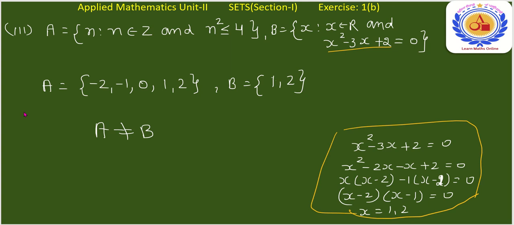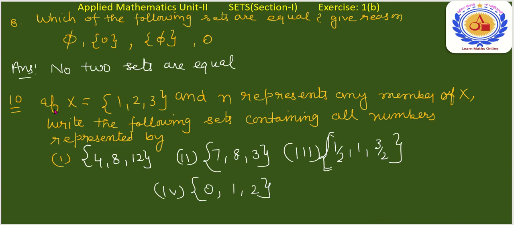But here, integers which satisfy this inequality are minus 2, square of minus 2 is 4, 4 is less than or equal to 4; minus 1, square of minus 1 is 1, less than or equal to 4; 0 is less than or equal to 4; 1 is again less than or equal to 4; 2, 4 is again less than or equal to 4. So these five elements belong to the set A, or simply we can observe that A is not equal to B. Next question, which of the following sets are equal?